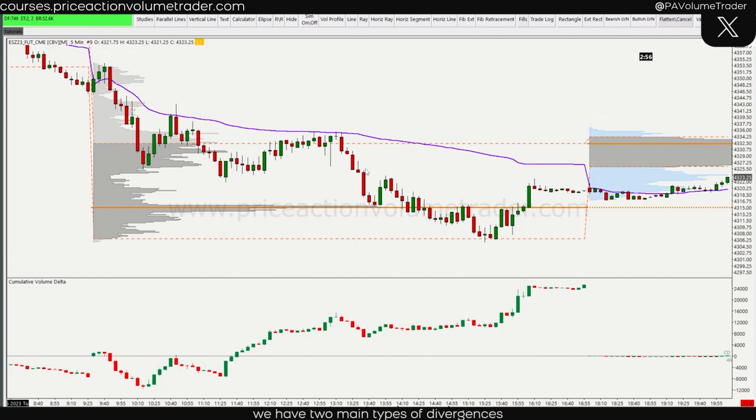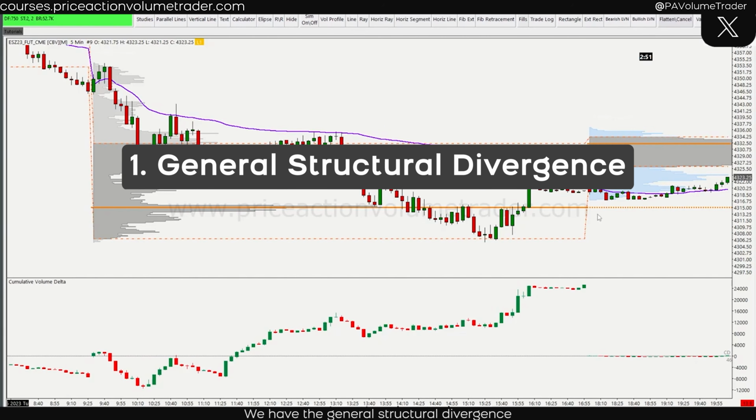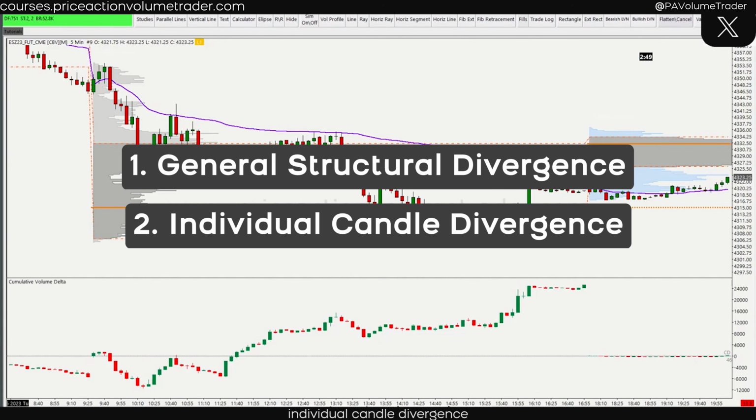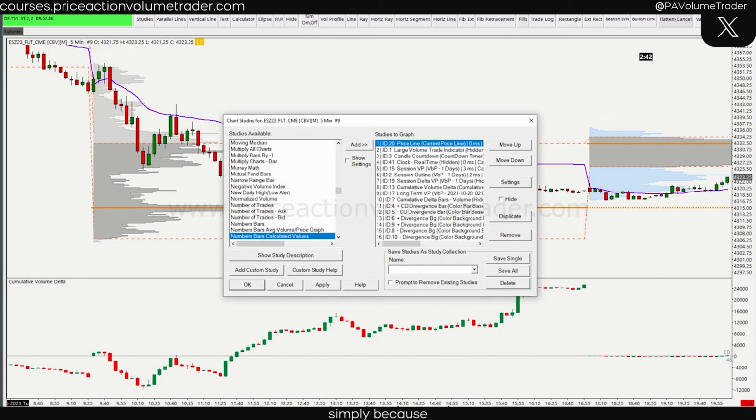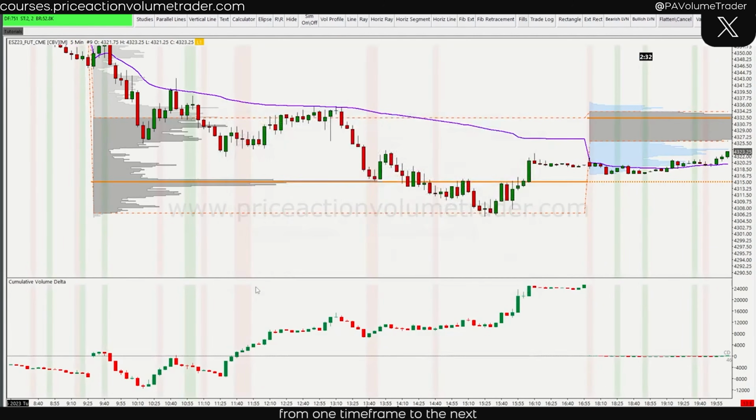So again, we have two main types of divergences. We have the general structural divergence, and we have the individual candle divergence. I wouldn't worry too much about the individual candle divergence, simply because depending on what time frame you're looking at, price is just going to be split differently from one time frame to the next.